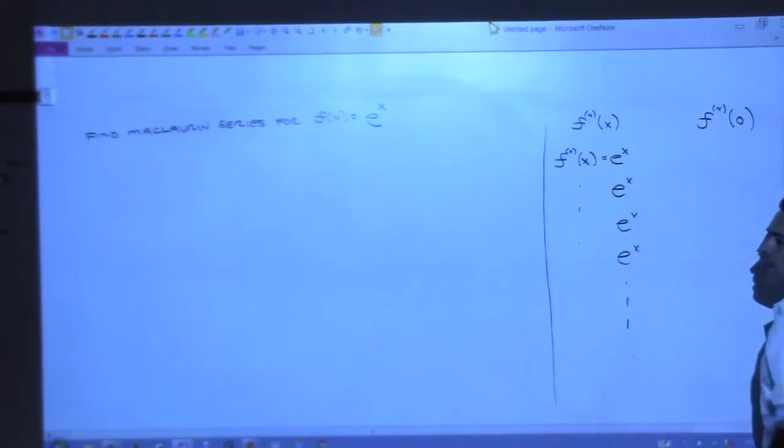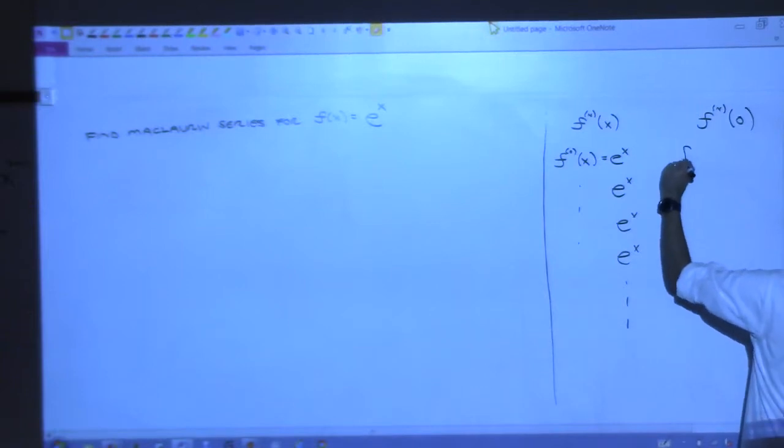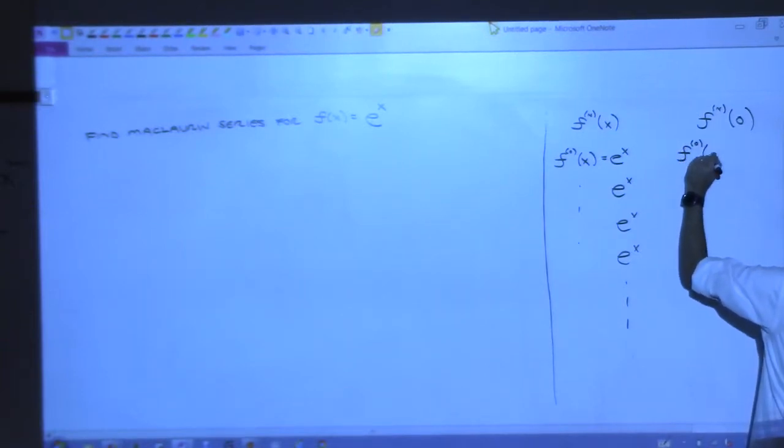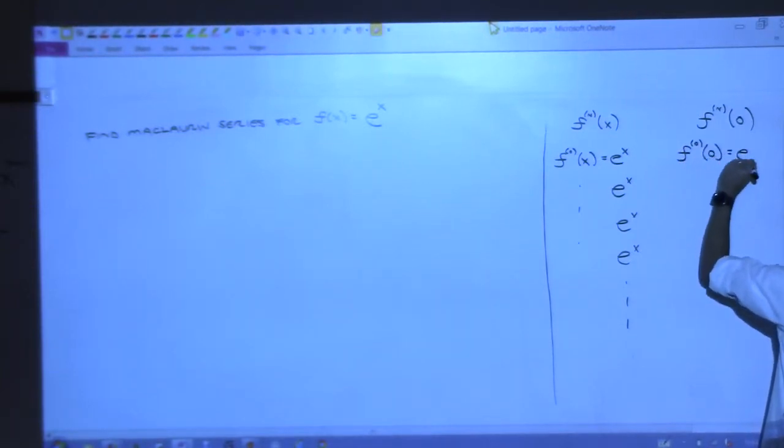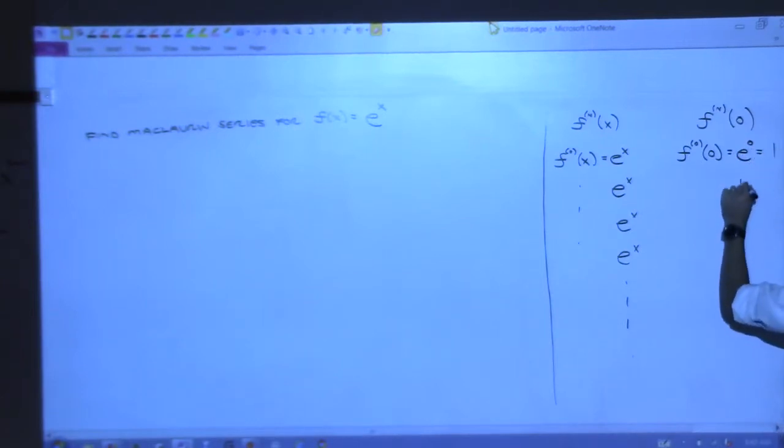All the way down. And when you plug in 0, it's e to the 0, which is 1. So these are all 1s the whole way down. Right? That makes sense? You're looking like you're not happy with that. That just seems too easy. The Maclaurin series for e to the x is super clean.